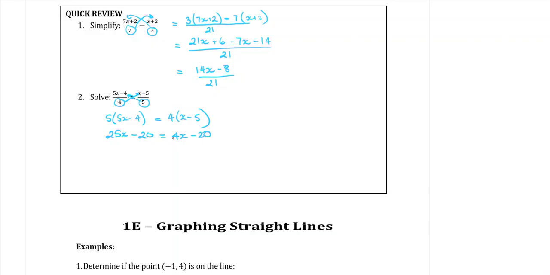Collecting up the x's, the 4x, I'm going to subtract that from both sides to get 21x minus 20 equals minus 20. Now that the x's are all collected on the left-hand side, we're going to do 2 steps to solve the equation. So first of all, I'm going to add 20. That will give 21x equals 0. And then dividing by 21, we get x is still equal to 0.